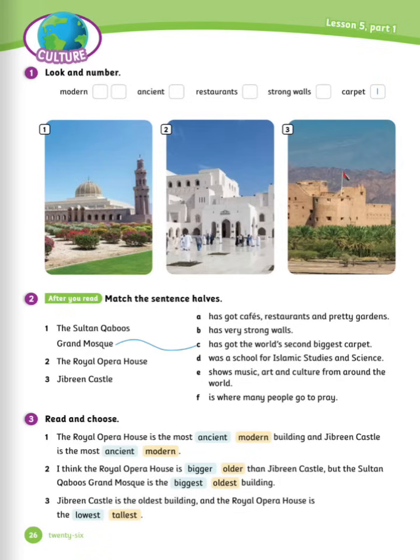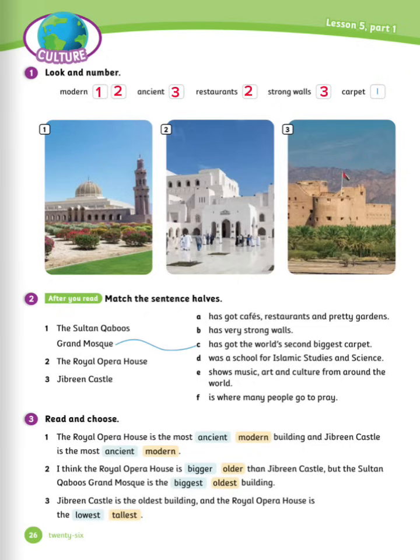Exercise number 1. Look and number. Look at the pictures, then number. Let's see the answers. Modern, number 1 and 2. Ancient, number 3. Restaurants, number 2. Strong walls, number 3. Carpet, number 1.